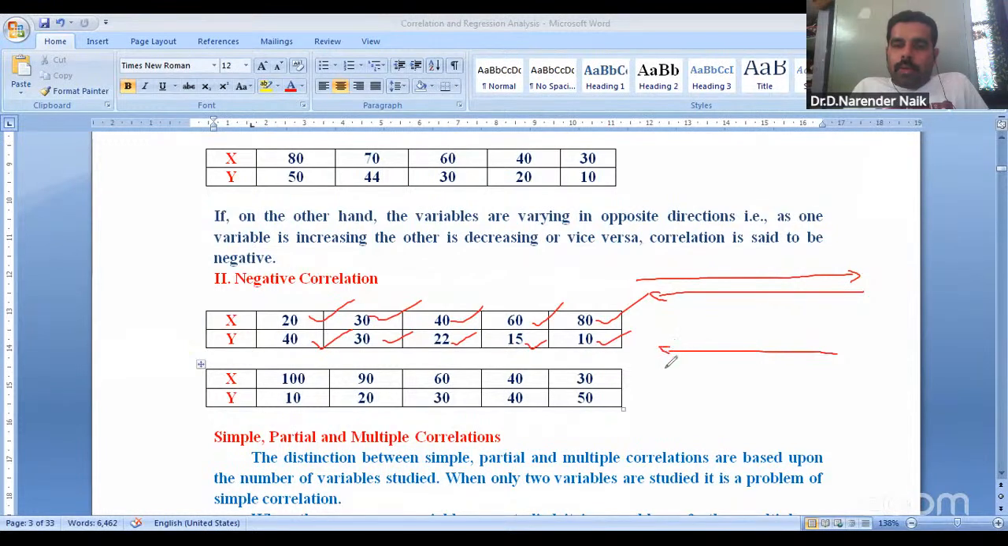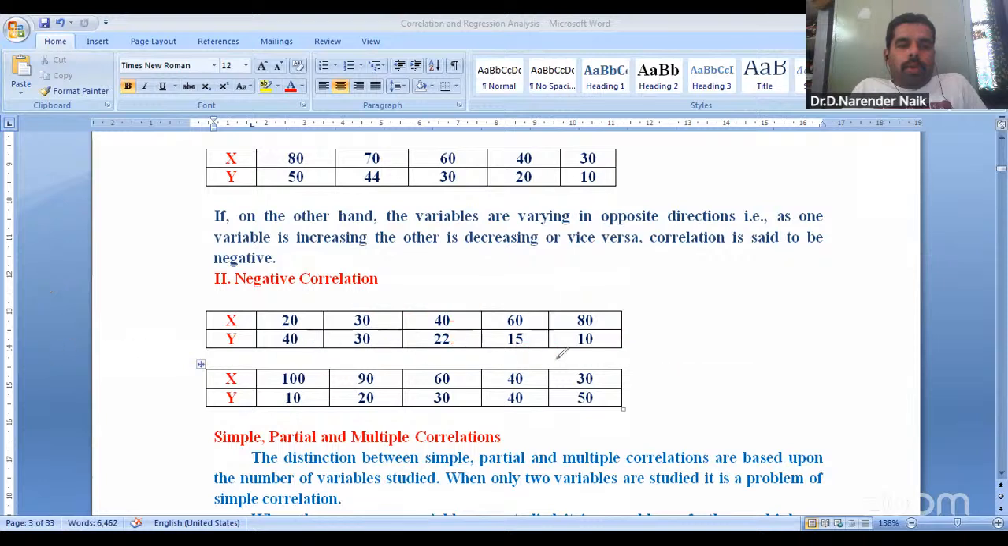The next example: 100, 90, 60, 40, 30. See, it is slowly decreasing, while 10, 20, 30, 40, 50 is increasing. This is negative correlation. Whether it is a positive direction or not, one is increasing, one is decreasing. One is increasing, the other is decreasing. Okay. This is about negative correlation.